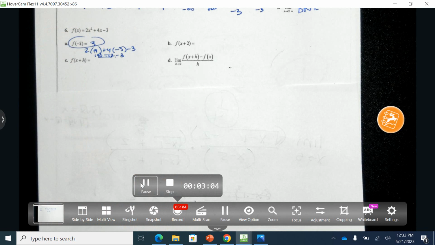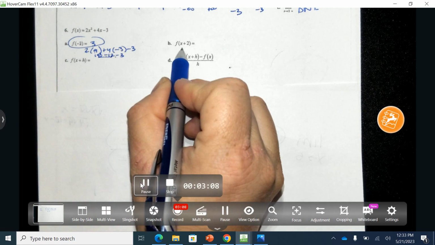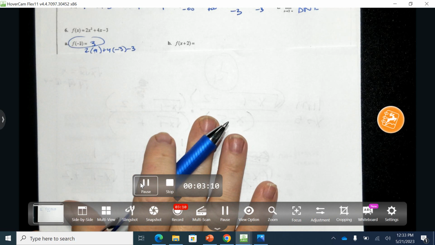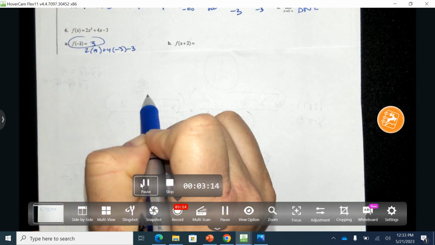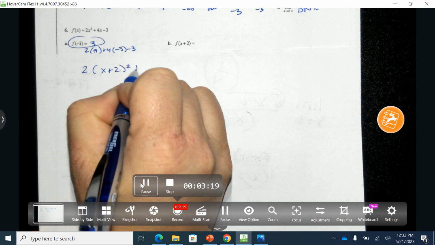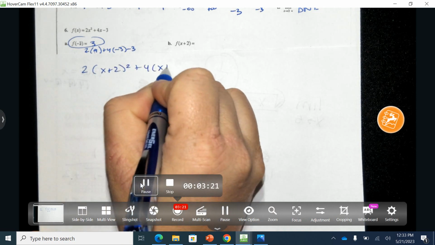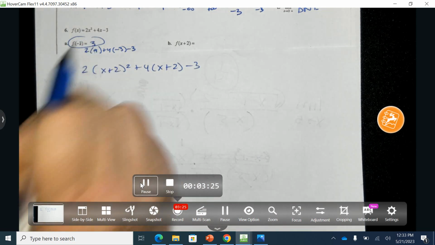All right, let's go ahead now. Let's move over to the right-hand side. In the right-hand side, I'm going to do the same thing, and I'm going to move this up to provide myself space. I'm going to come back here, and where I see an x, I'm going to substitute x plus 2. 2 times x plus 2 squared, plus 4 times x plus 2, minus 3. Again, substituting x plus 2 into these places.